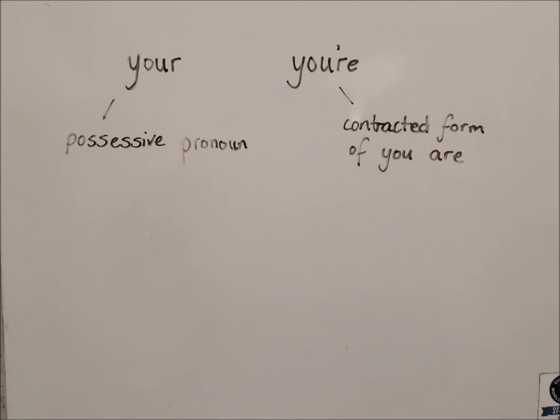Okay? The one with the apostrophe and the E on the end is a contracted form of you are. That means it's short for you are. The apostrophe is where there's a missing letter, so the missing letter is A from R, so we put those two words together and we put the apostrophe in its place.